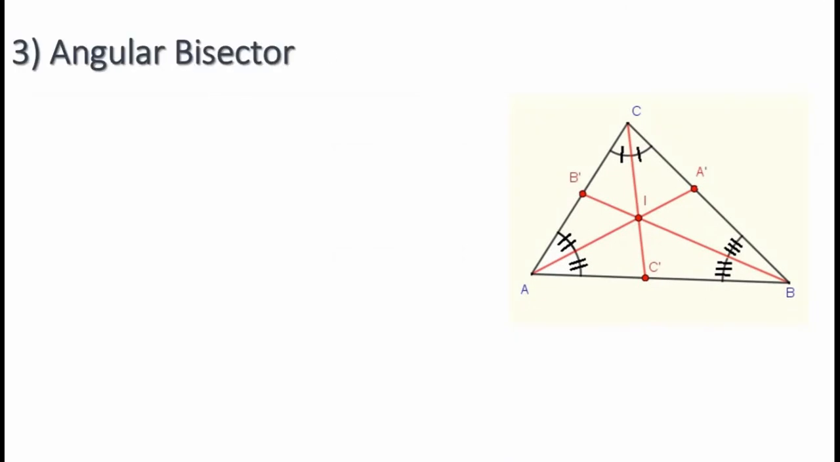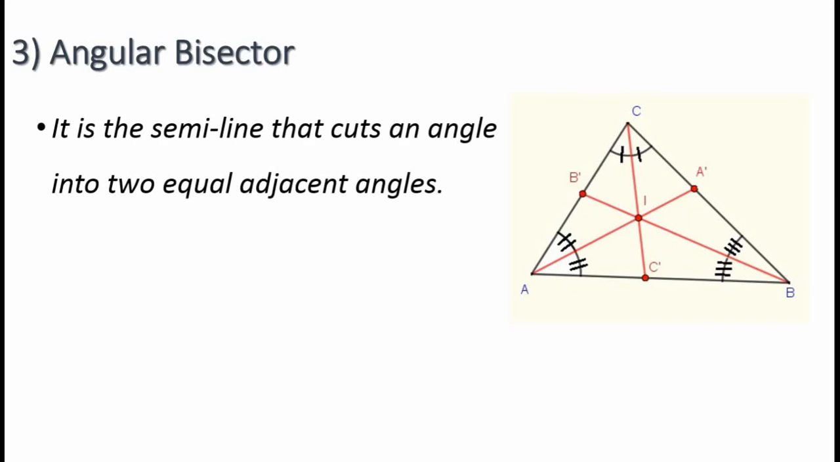The third line, which is the angular bisector. من التسمية يعني كلمة angular جاي من الانجل, bisector يعني cutting at the middle, بيقطع بالنص, والانجولار للانجل, يعني هذا اللاين او السيمي لاين بيمرق بالانجل, ببلش من الفيرتكس بيقطع الانجل لشافتين قد بعضهم بالنص. It is the semi-line that cuts an angle into two equal adjacent angles.